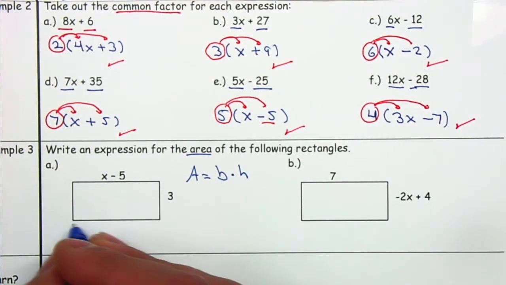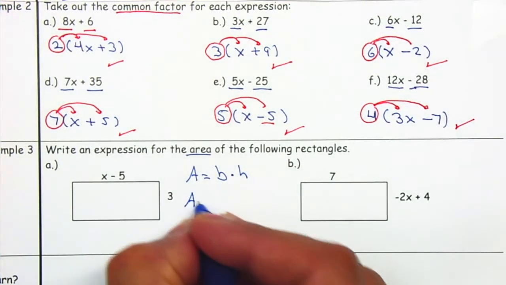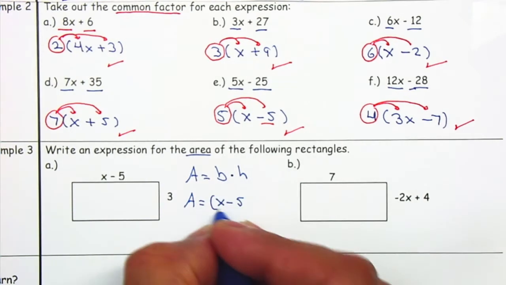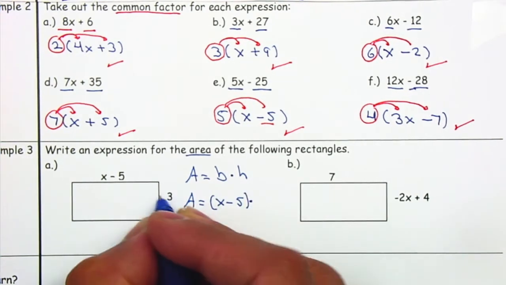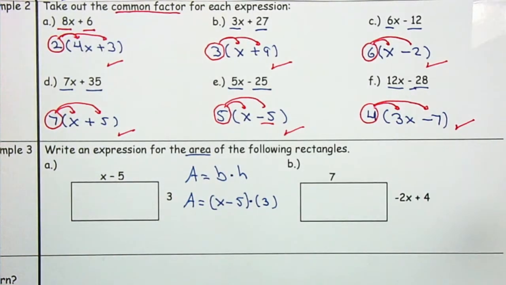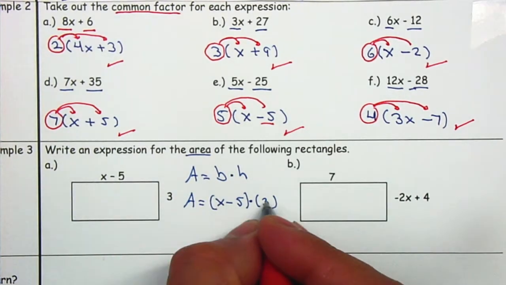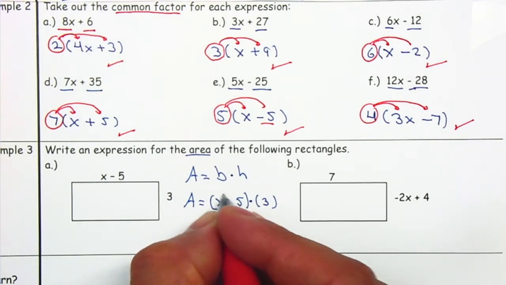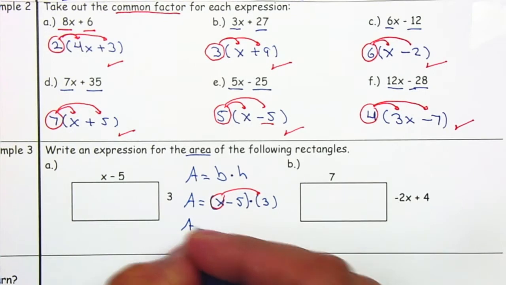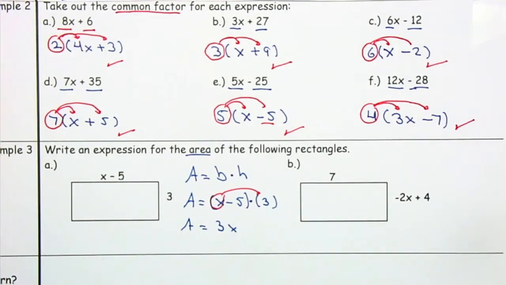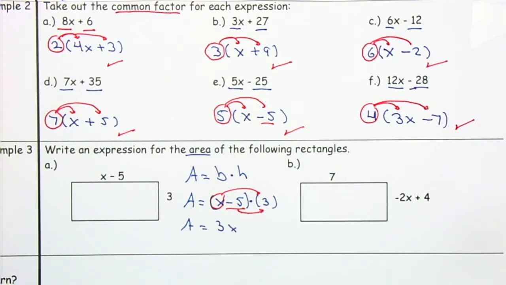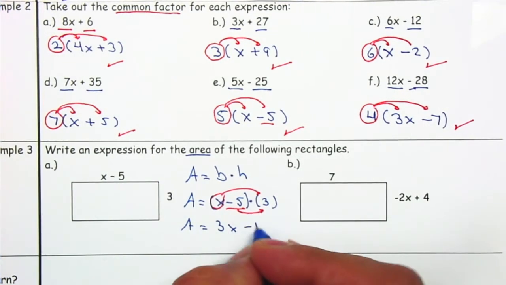The base will be this one here, which is the same measurement, that is x minus 5. And because they're multiplying, we're going to place in parentheses. It's going to be multiplied by the height, which is 3. We are going to use our distributive property. We're going to distribute the x to the 3 and the negative 5 to the 3. So x times 3 will be 3x. And then we're going to distribute the negative 5 to the 3. That'll be a negative 15.